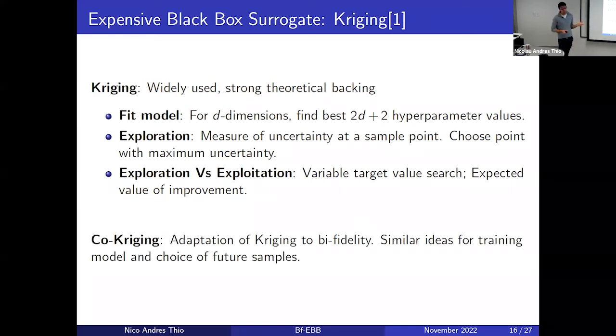The second thing to say is that co-kriging is just an adaptation from single source to bi-fidelity problems. Essentially, all that co-kriging does is combine two sources, and then it does the same for exploration versus exploitation, right? Again, none of these are very new things. They're just solid things.